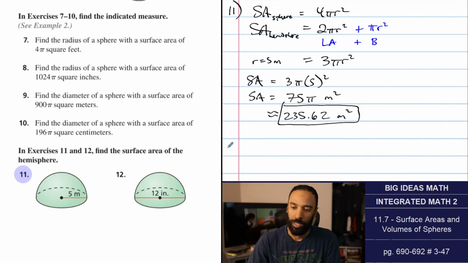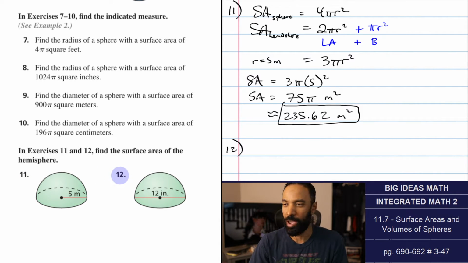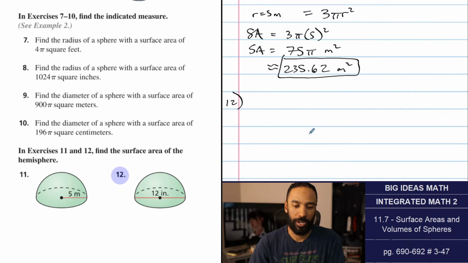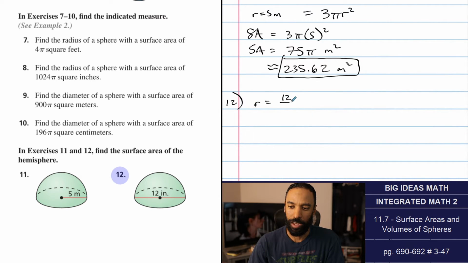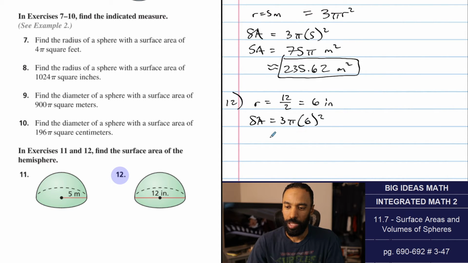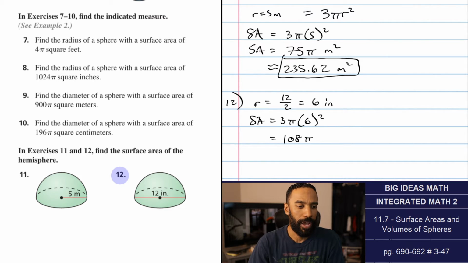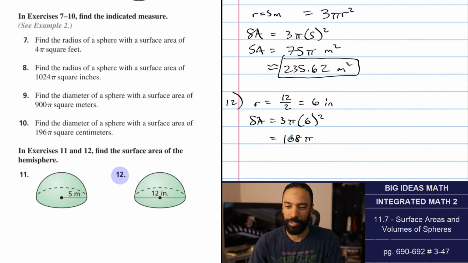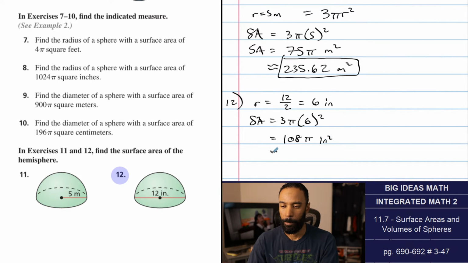Okay. Number 12. Same-ish when it comes to that bottom portion. I will be including it, so I'll do 3 pi r squared, but we have to first find the radius. We have the diameter of 12 inches, so the radius will be half of 12, which is 6 inches. So the surface area is 3 pi times 6 squared. 36 times 3 is 108. And 108 pi is 339.29. This is inches. 339.29 square inches.